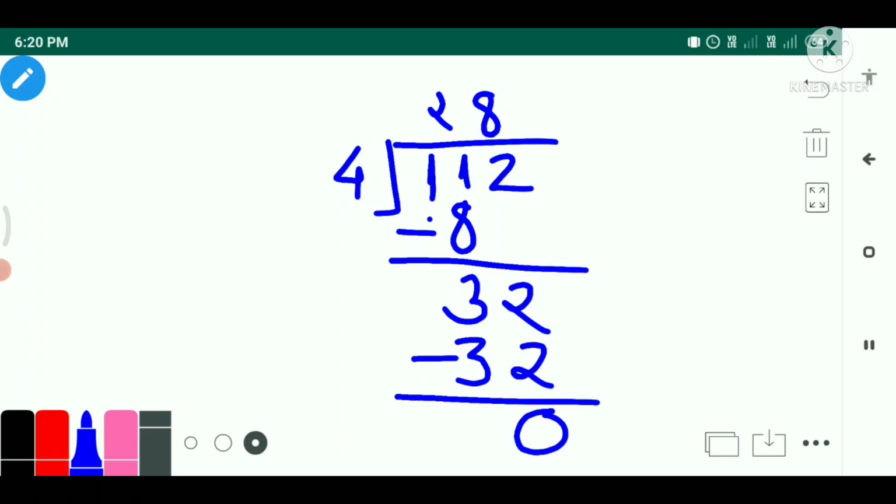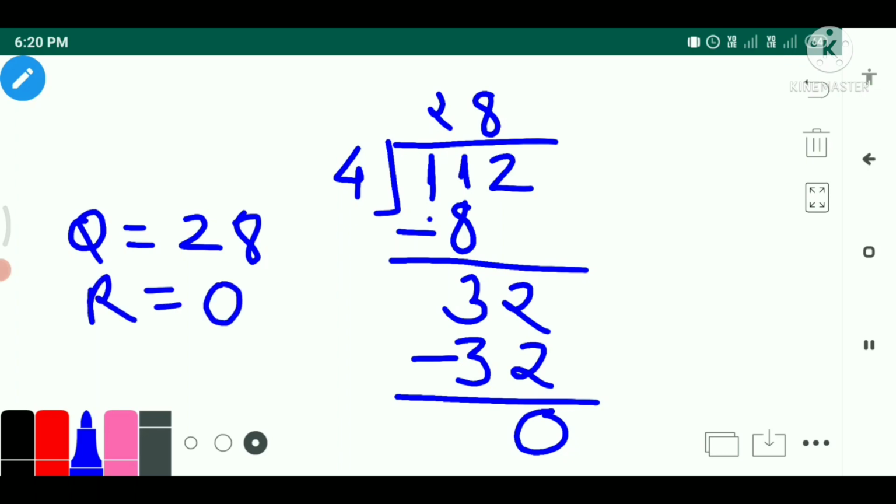0. So here quotient is what? 28, and remainder is what? 0. So this 28 indicates what? The number of students in each bus. So in each bus 28 students are there.